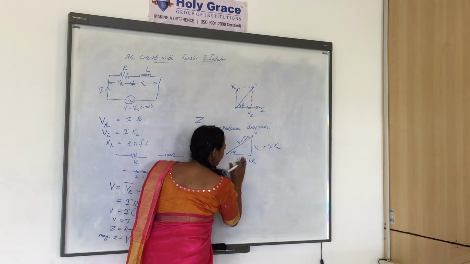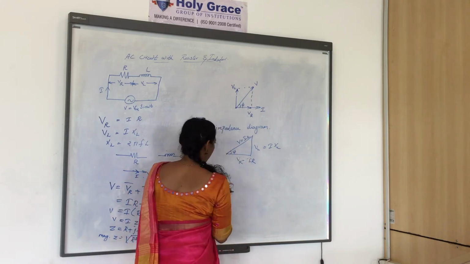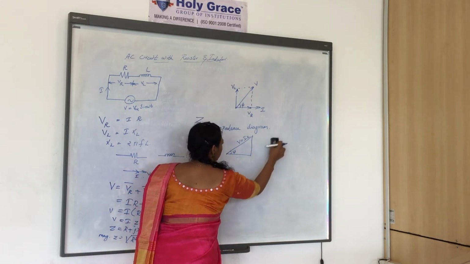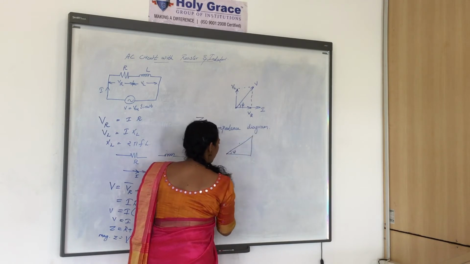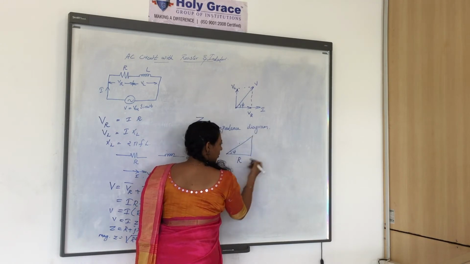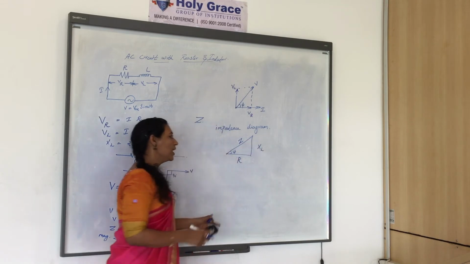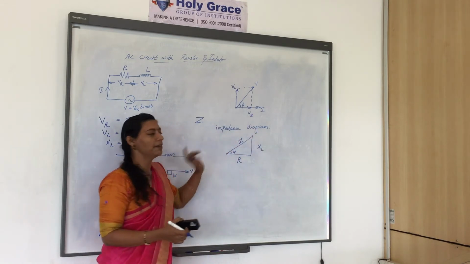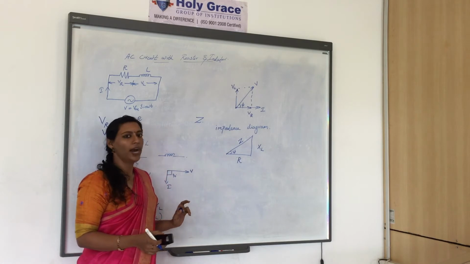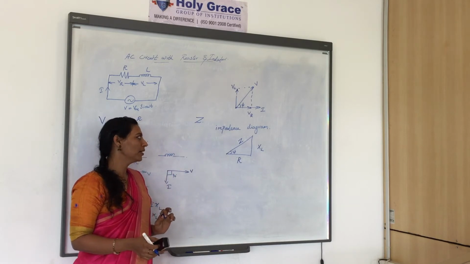It's an impedance diagram. The three sides are resistance, inductive reactance and impedance. These are in ohms. This diagram is known as the impedance triangle or impedance diagram.